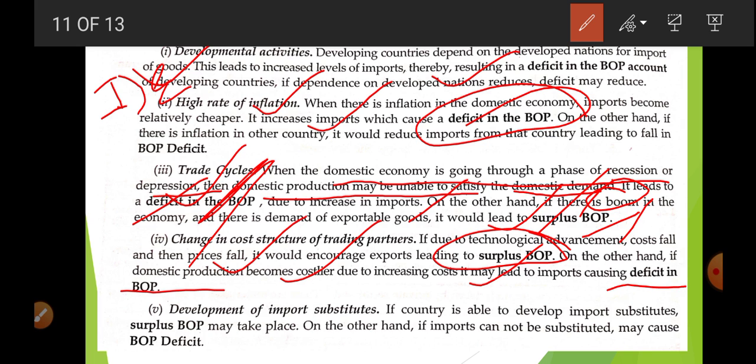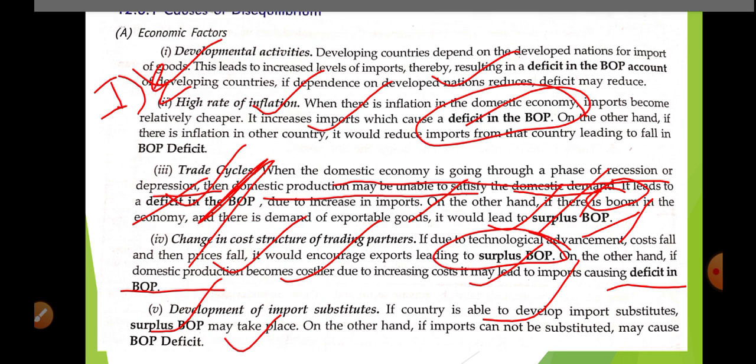Now development of import substitute. If the country is able to develop import substitutes, there will be a surplus BOP, and if not able to, there will be a deficit. Import substitutes means if we can produce all the commodities ourselves, in this case we are going to do less import, more export, and there will be a surplus. If we are not able to do import substitution, we are going to purchase many things from outside, so there will be a deficit.